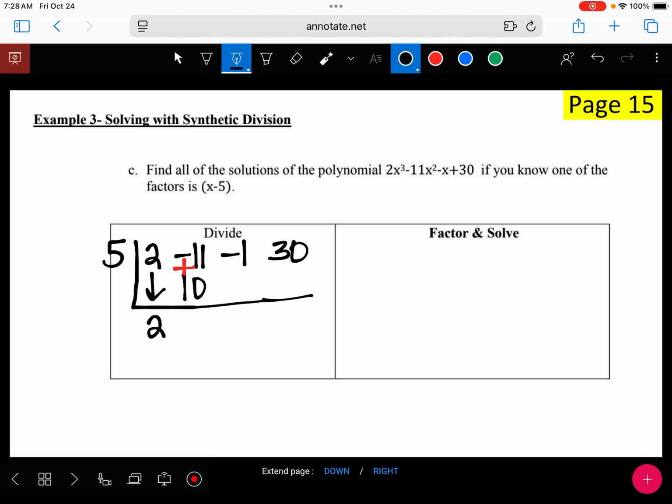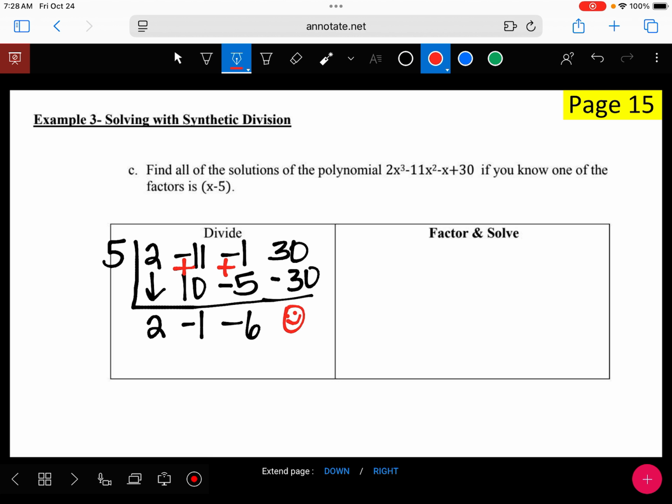Sabrina, what did you get when you added the negative 11 plus 10? Negative 1. Put that here. Then we're going to take the negative 1 times 5. We get a negative 5. Put that here. Ayana, what do you get when you add the negative 1 and the negative 5? Negative 6. And then 5 times negative 6 is negative 30. So we know we did it right.